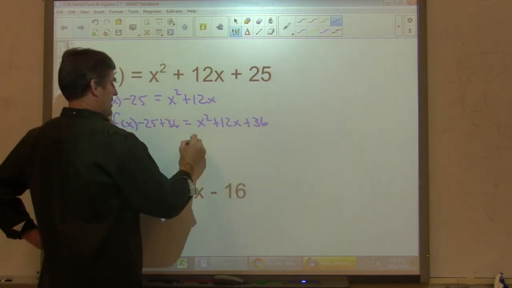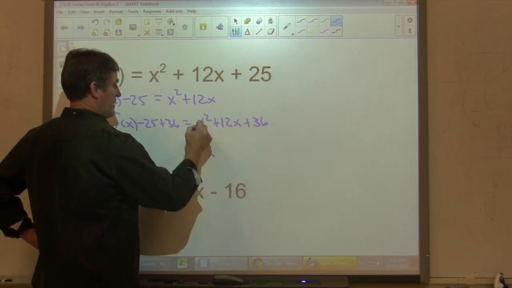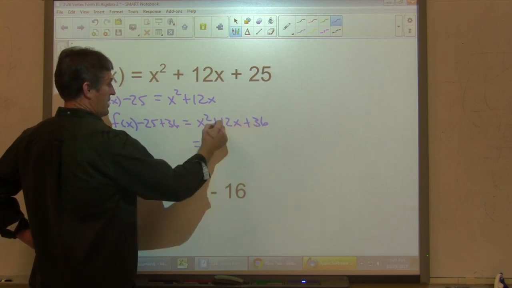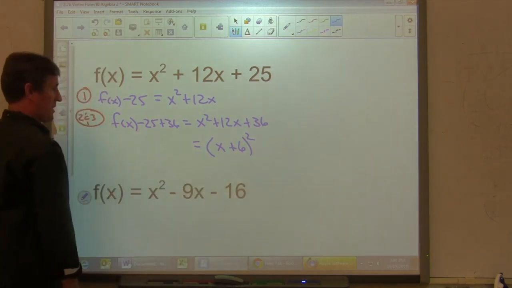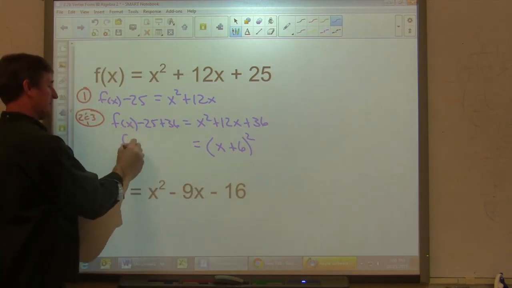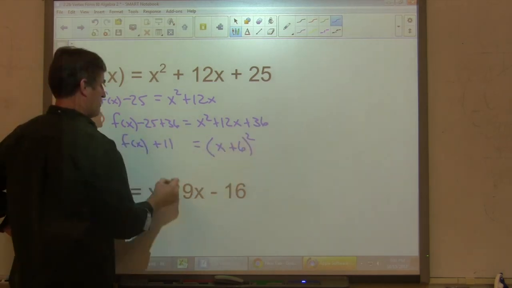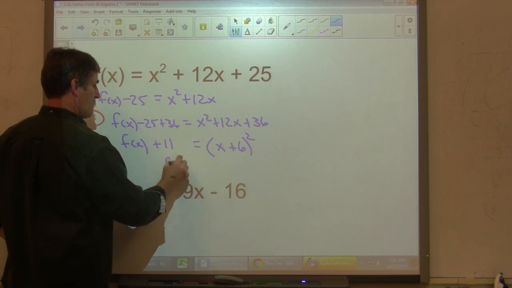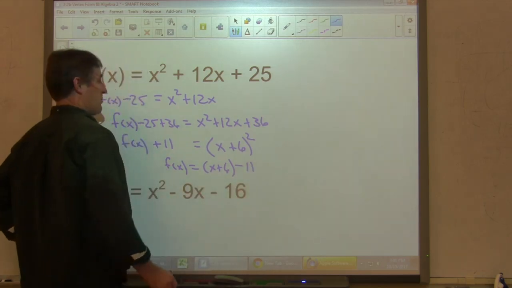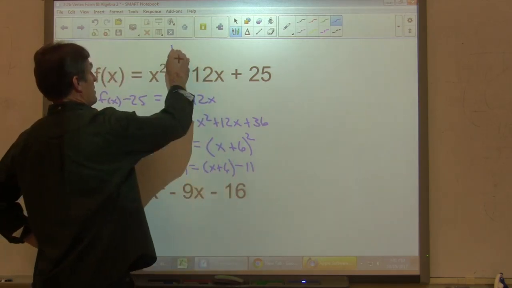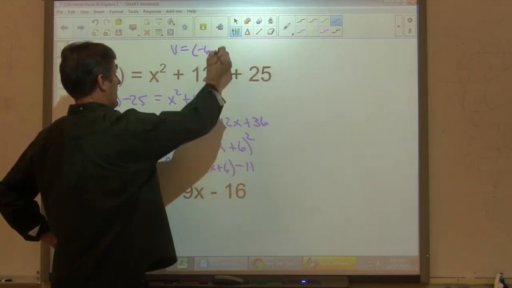So now if I write this in vertex form, or as a perfect square, the square root of x squared is x, the middle sign is positive, and the square root of 36 is 6. So that's x plus 6 squared, and this -25 plus 36 is a plus 11. So now I subtract 11. So my vertex is at (-6, -11).